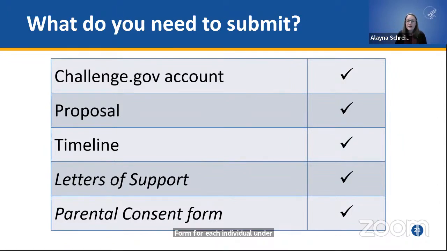And we want to clarify that the parental consent form is only needed if an individual under the age of 18 is a member of the submission team. For the purposes of the Phase 1 proposal submission, parental consent forms are not required for minors that you expect to reach, enroll in, or participate in through your approach or intervention. You do not need to have youth already enrolled in your approach at the time of the Phase 1 proposal submission.